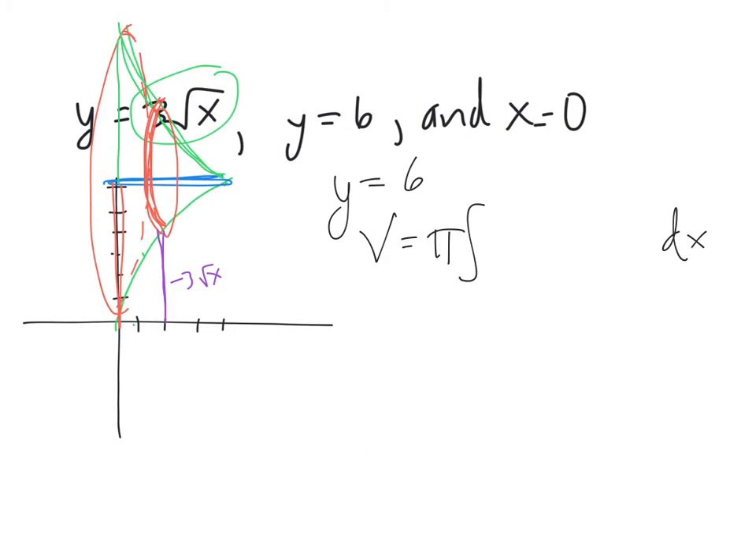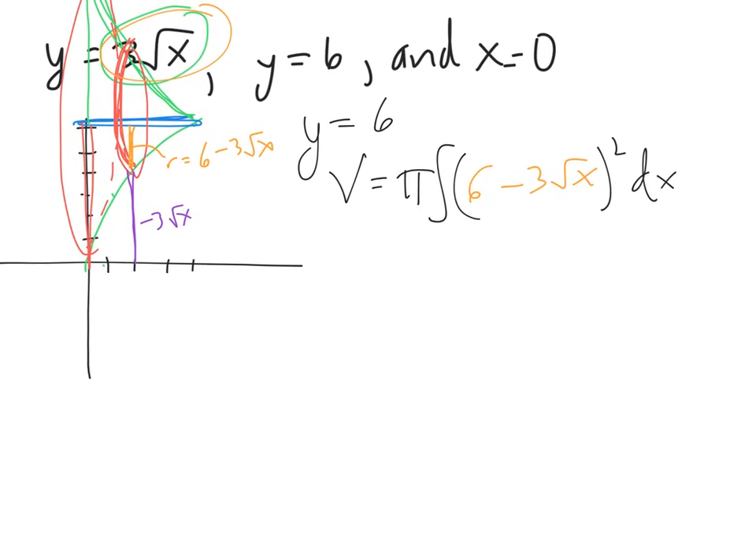So I'd say that the radius here of my disk is this part, which is actually, if I take the y value of 6, if I take this entire length and I subtract 3 radical x, that's my remaining part right here. So my radius is actually 6 minus 3 radical x. So I'm taking my function, my y equals, but I'm subtracting it from the line around which I'm rotating it. And then, of course, I'm going to square that because that's my radius. So that's your setup here.